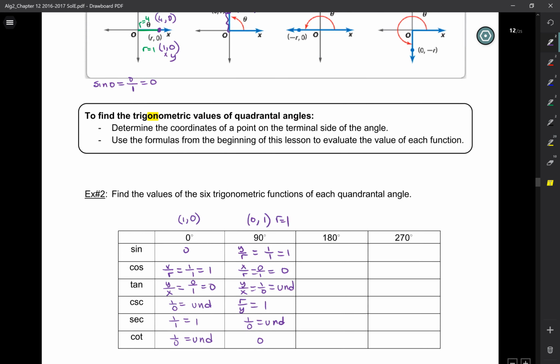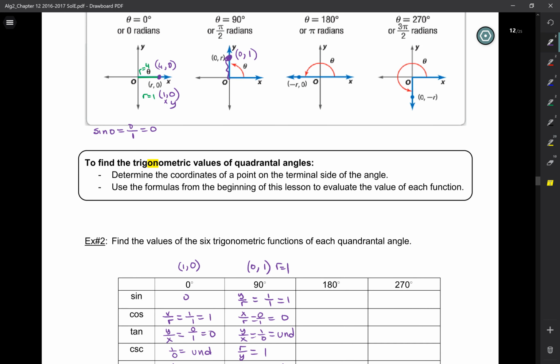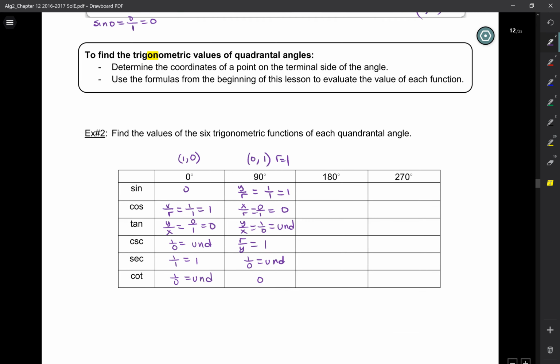Okay, now, let's move on to 180. 180 is here. What would be a reasonable coordinate point for 180? -1 and 0. 270 is here. What would be a reasonable point for 270? 0 and -1. All right, so -1 and 0, and 0 and -1. I'm going to stop this for a minute. I want you guys to fill in the one for 180 and 270.